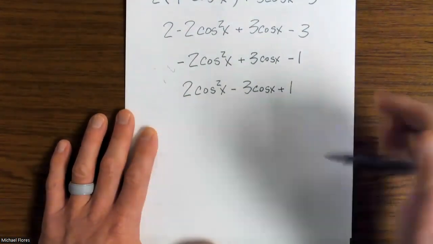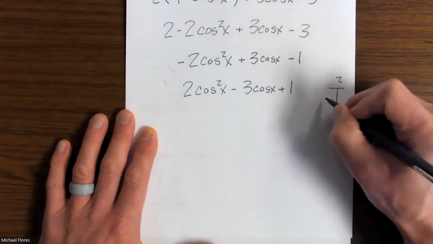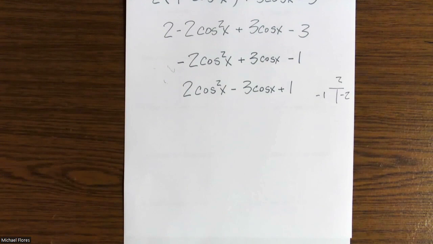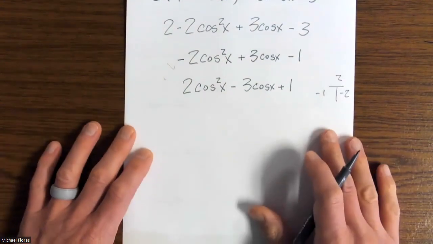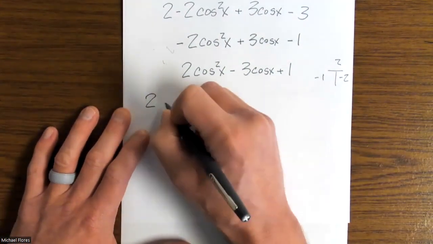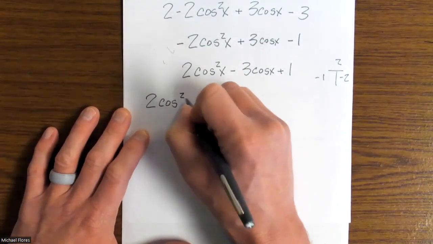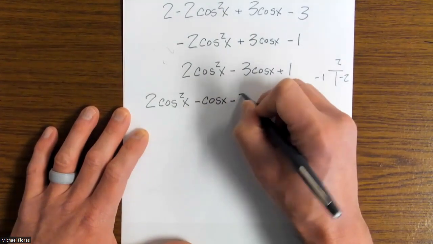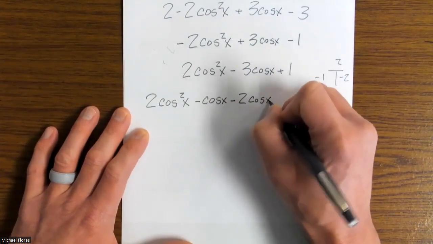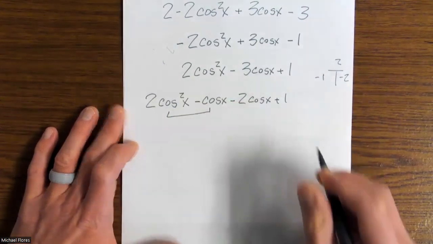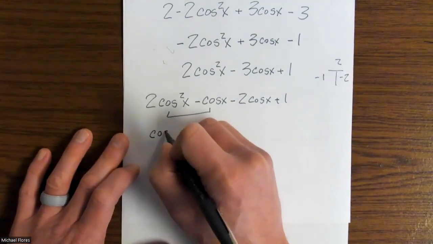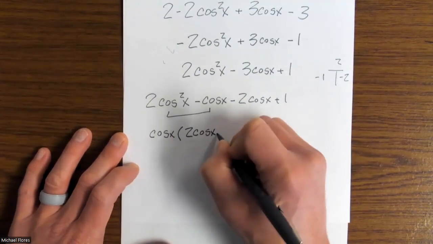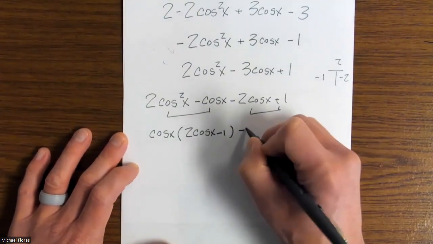So the factors of number in front times number in back must add to get -3. So -1 plus -2, that's -3. And now we can begin factoring. Here we can factor out a cosine of x. Here we can factor out -1.